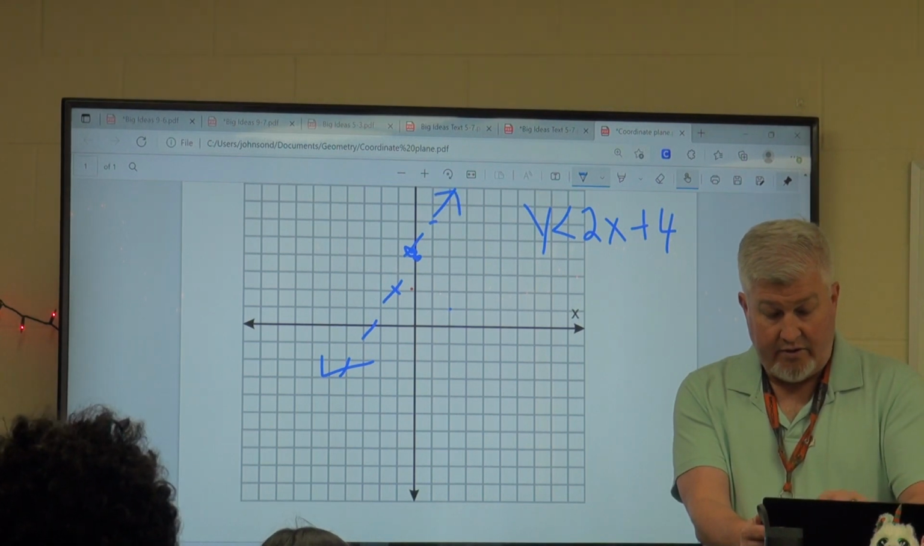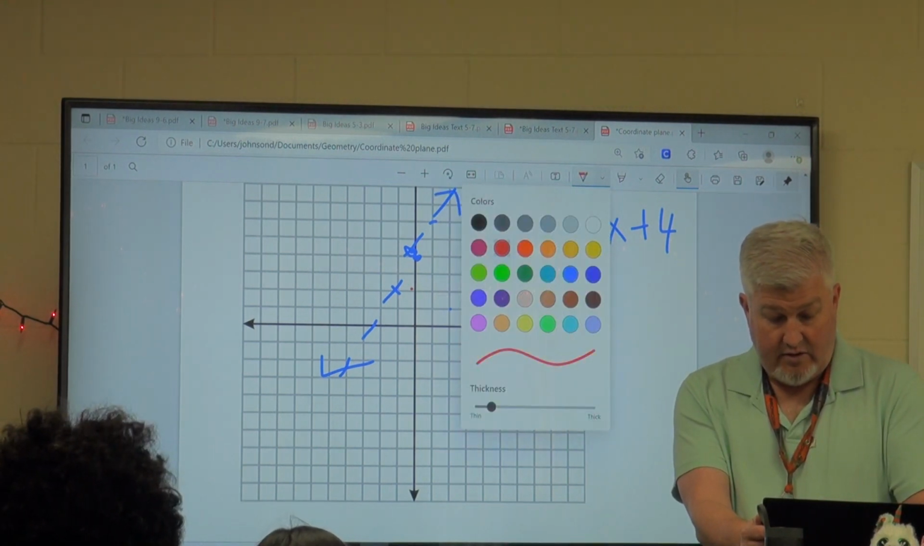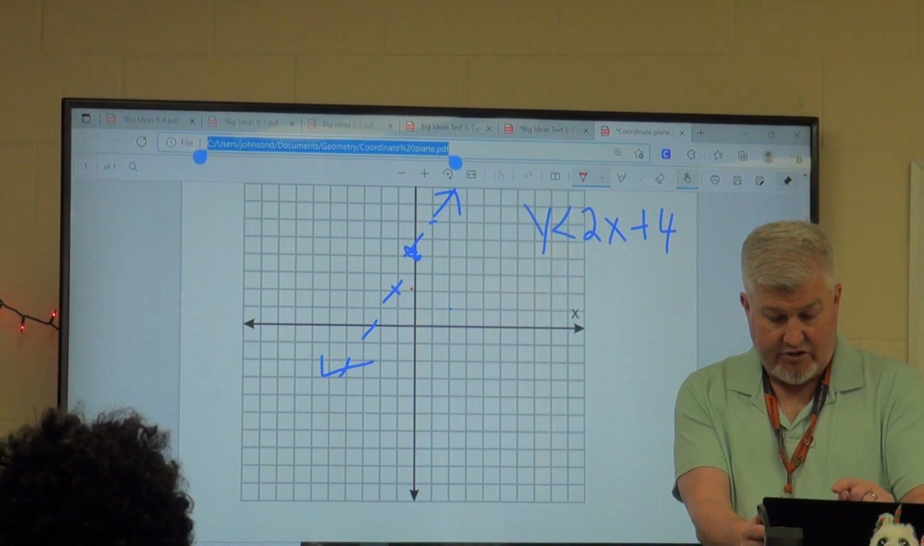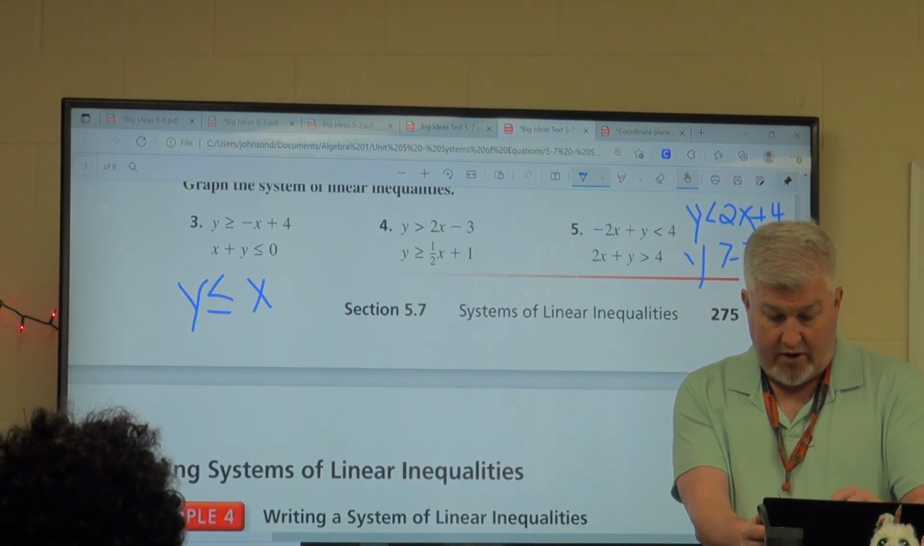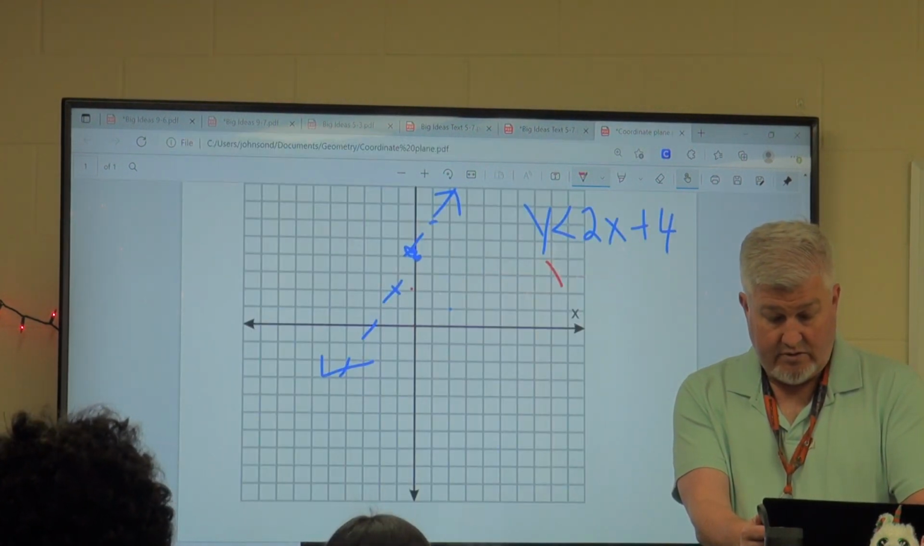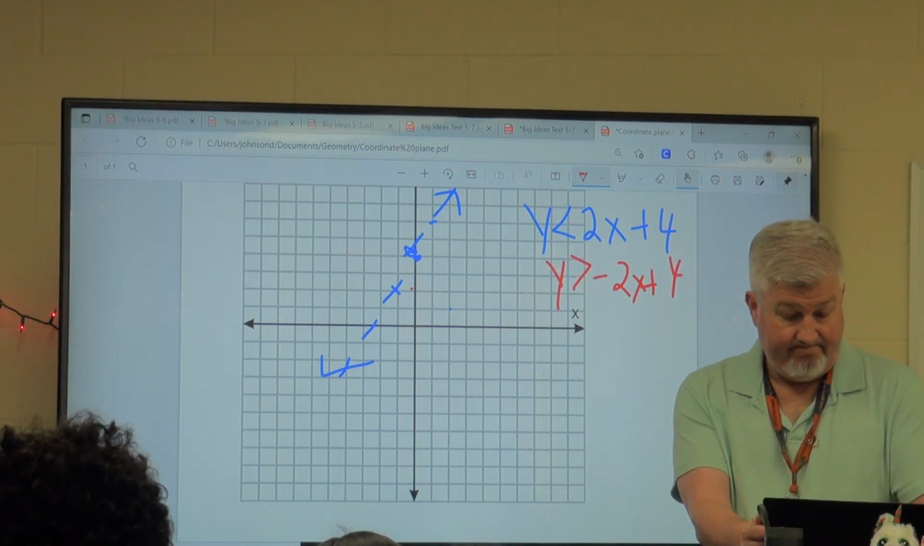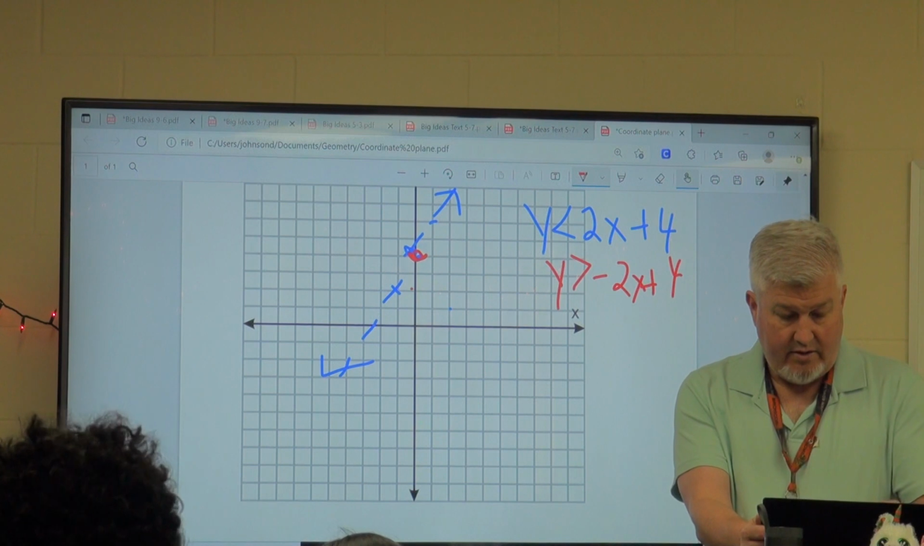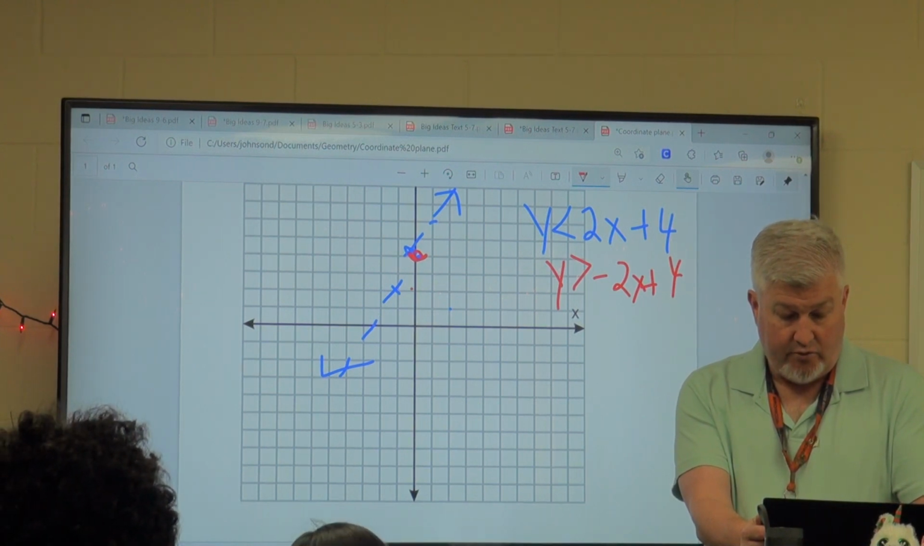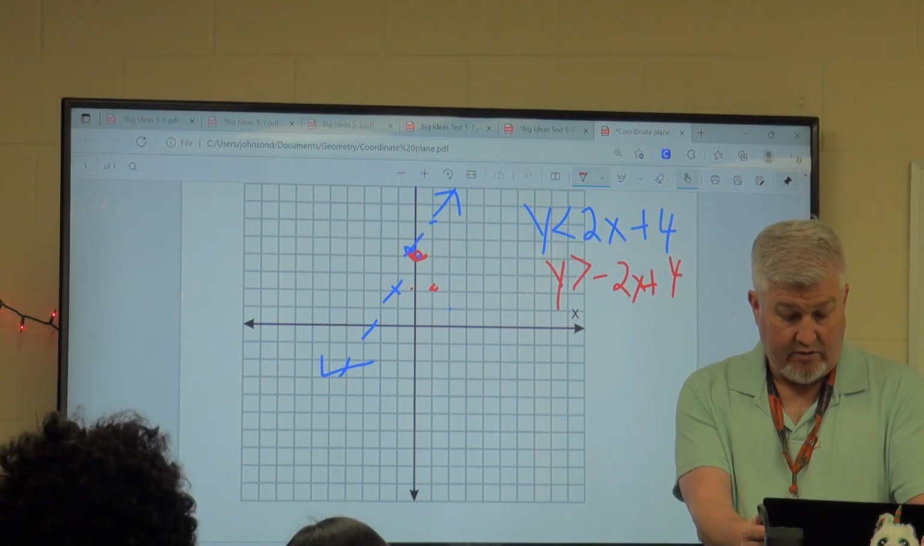All right, and then the other one, I'll go red. Just double checking, greater than negative 2x plus 4. Same y-intercept here. Okay, and then it's down 2 and over 1, and then up 2 and over 1. And this is again a dashed line.